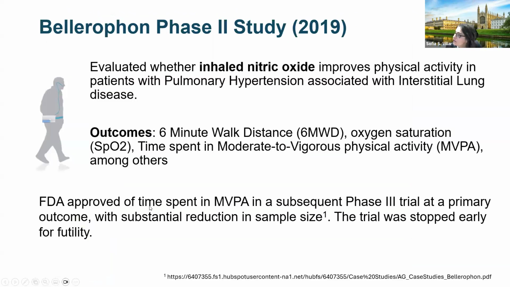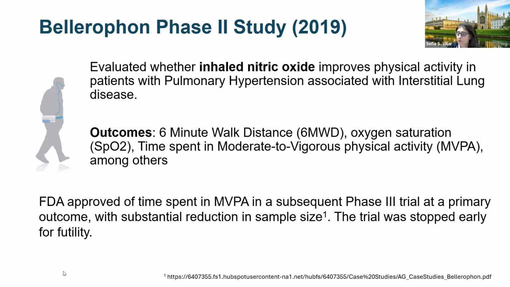So before moving into the confirmatory questions of the paper, I want to introduce briefly another example, which is the Villar example. This is an example of a phase 2 study in 2019 that evaluated whether inhaled nitric oxide improves physical activity in patients with pulmonary hypertension associated with interstitial lung disease. In this phase 2 study, the outcomes were exploratory, and they were the traditional outcomes in this condition. They included the 6-minute walk distance and oxygen saturation. These are typical traditional measures in this condition, and they included an additional exploratory endpoint that was of digital nature, and this was time spent in moderate to vigorous physical activity, or MVPA.